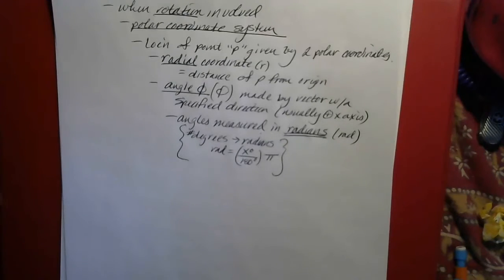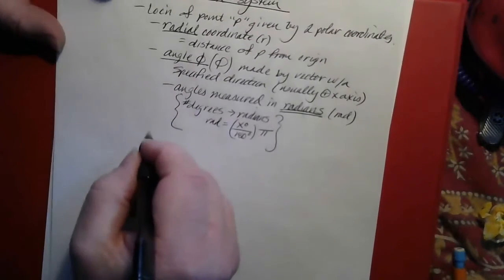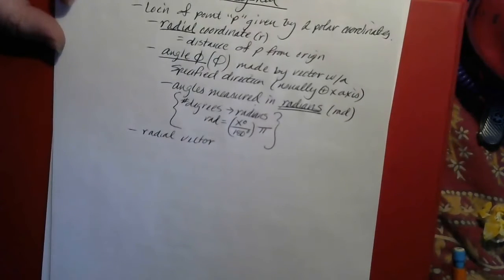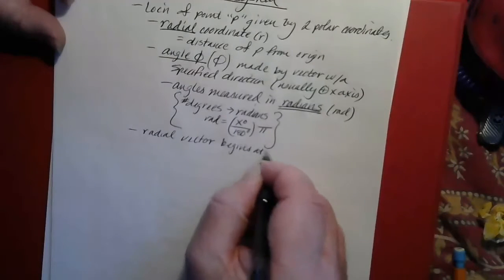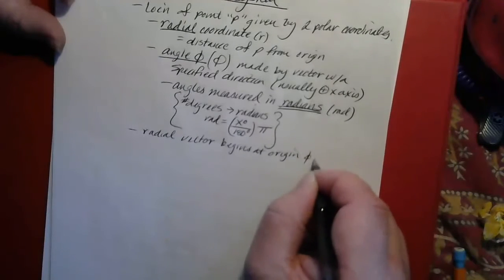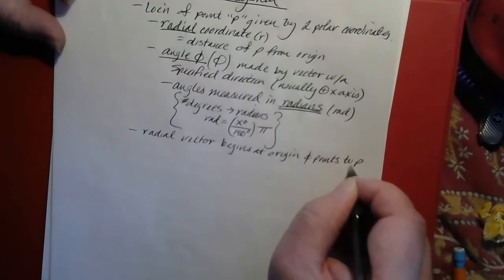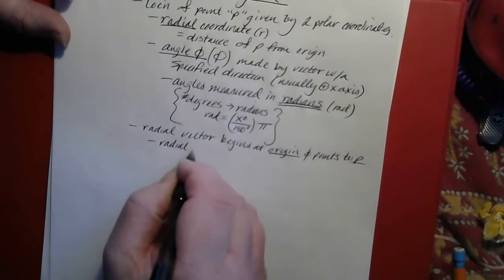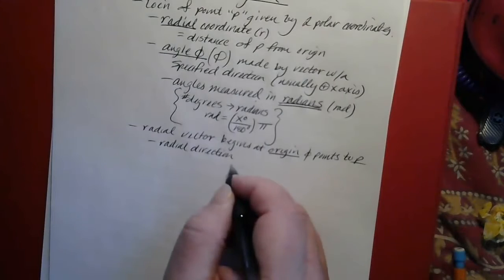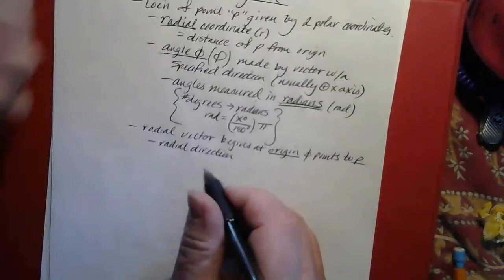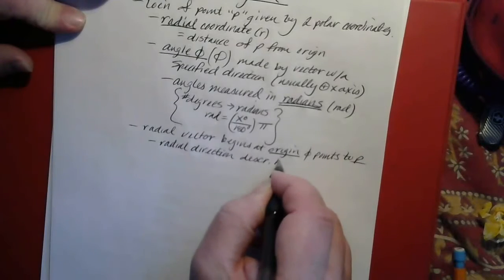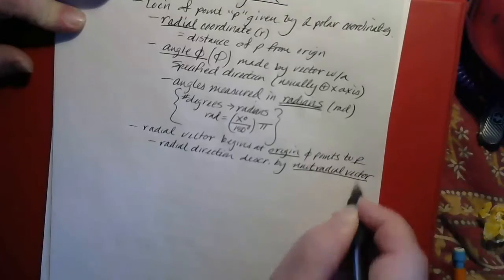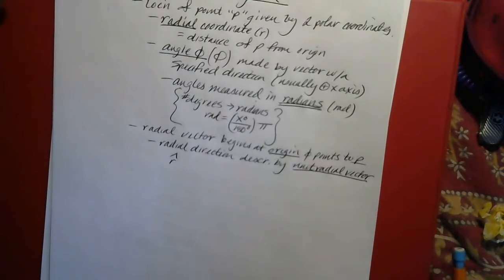Okay, back to where we were. A radial vector begins at the origin and points to P. Radial direction is described by the unit radial vector, which is r with a hat over it.